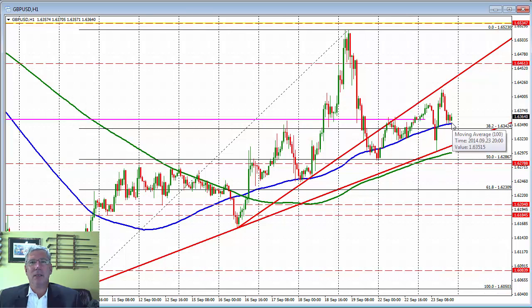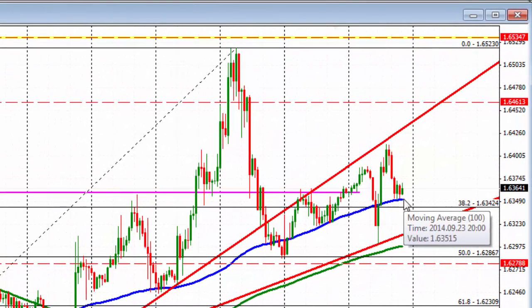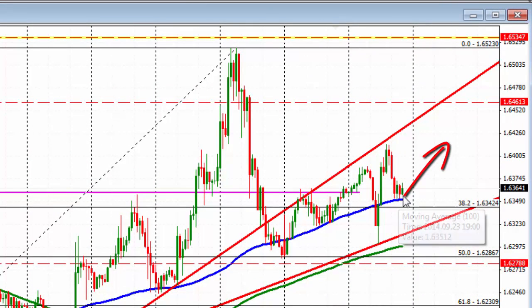Well, I want to lean against support. So I'm going to lean against this 100-hour moving average with the anticipation that perhaps the market has found its support level here. We tried to go below the 100 earlier today. We failed. Why should we go below it again now? I don't know, but let's look for support against this 100-hour moving average.